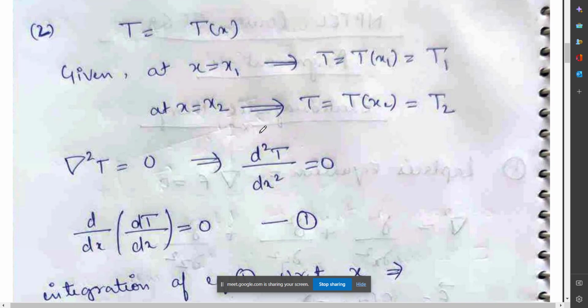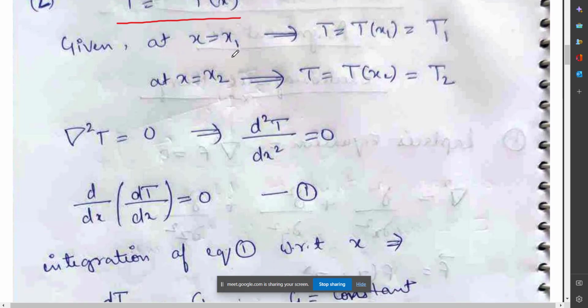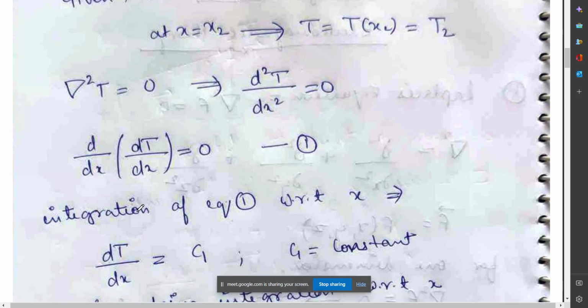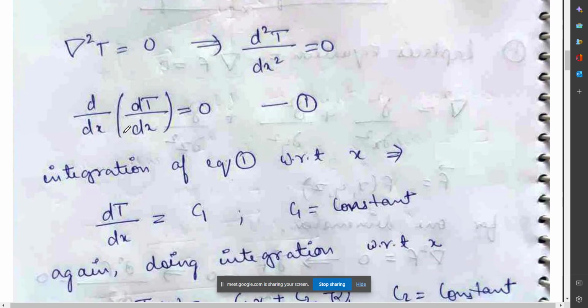Okay, so function T is T equals T(x), as given in the question. At x equals x1, T is T1. At x equals x2, T is T2. So del square T is equal to 0. This is the Laplace equation. So d square T upon dx square is equal to 0. This means d by dx of dT by dx is equal to 0.